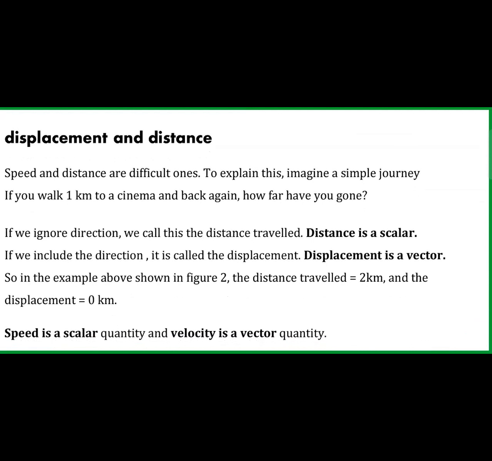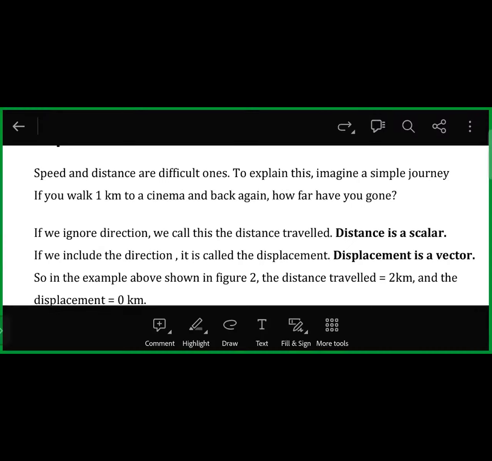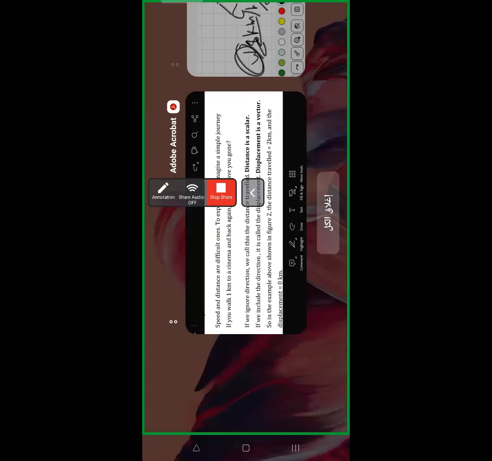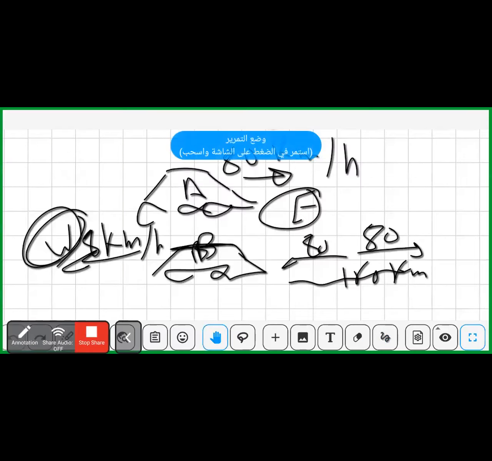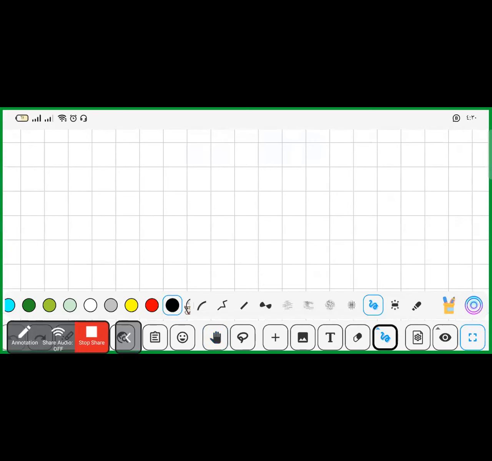What about displacement and distance? We have a story to understand the difference between displacement and distance. Displacement is the shortest distance between the start point and the end point. But distance is the overall journey.